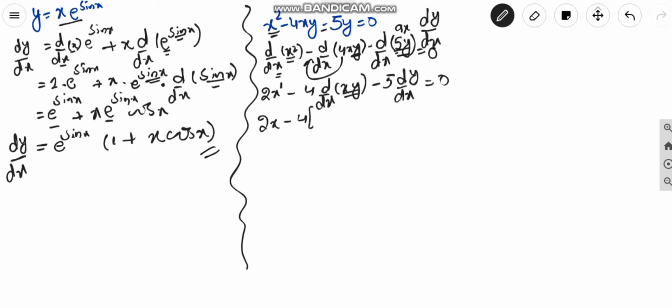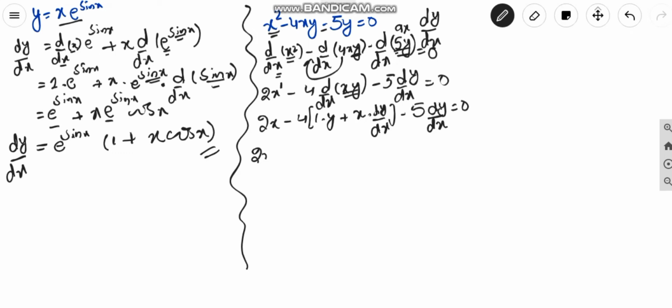The derivative of the first function is 1 and the second function will remain as it is. Now again, the first function will remain as it is, and we find the derivative of the second function, that is dy by dx. Understood? That is dy by dx. Minus 5 dy by dx equals 0.